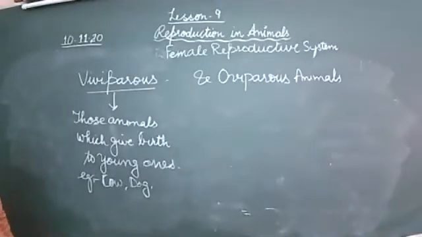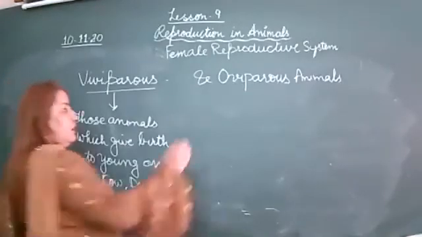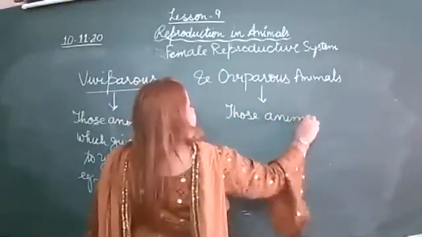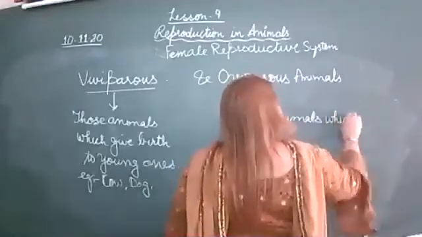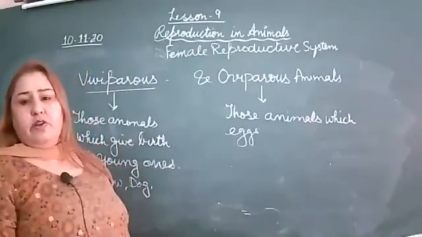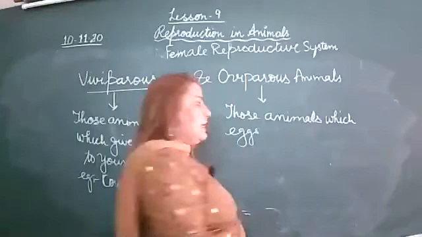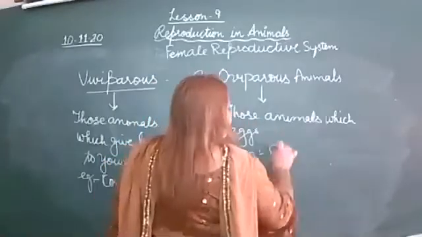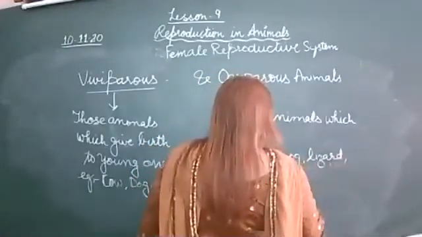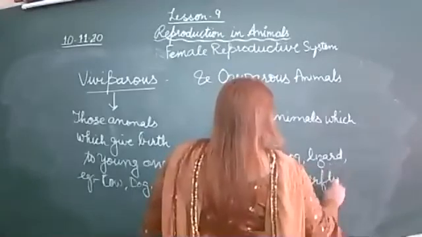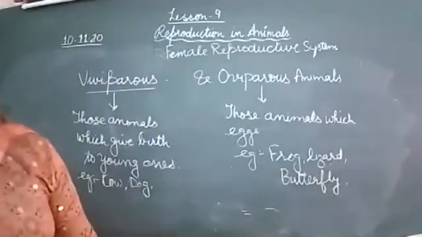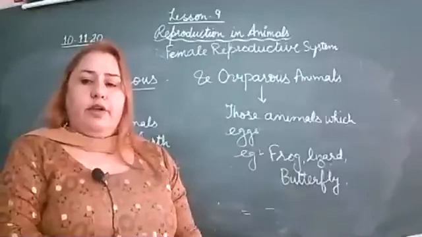And oviparous, those animals which lay eggs. After fertilization, they lay eggs. Examples: frog, lizard, butterfly. So these are the oviparous and the viviparous animals. That's all about today's topic. If any doubt, you can ask.